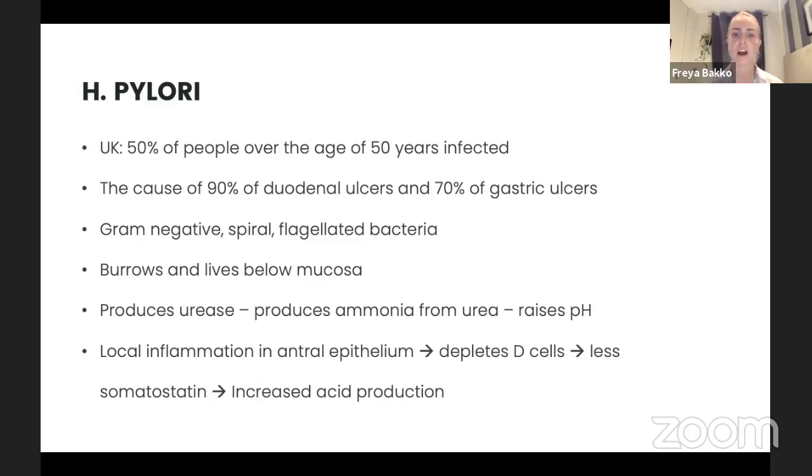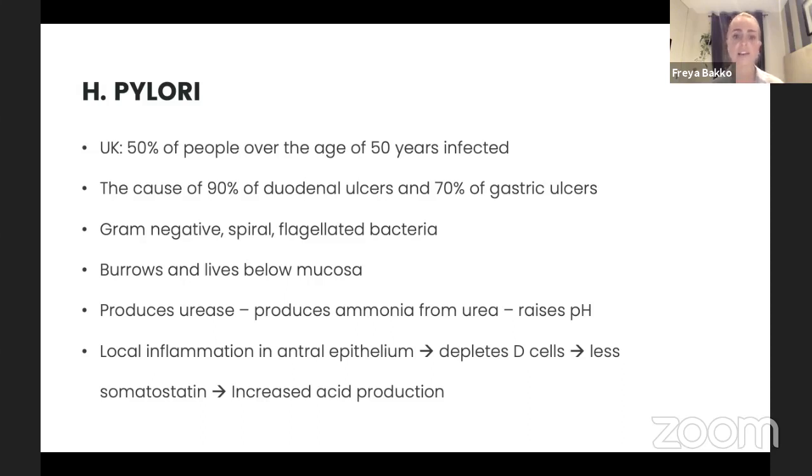And this means that it can go below the acidic layer of the stomach and then live underneath the mucosa. And the way that H. pylori causes a peptic ulcer and inflammation is because it produces urease. And urease produces ammonia from the urea that's already present in the stomach contents, and this raises the pH of the stomach because ammonia is more basic than the acidic contents. So with this raised pH, the stomach lining is inflamed, especially in the antrum.